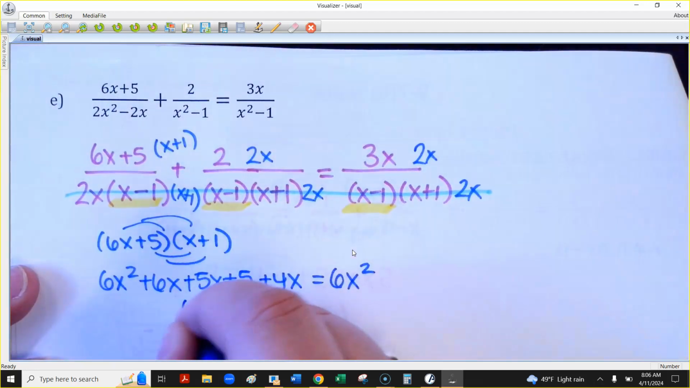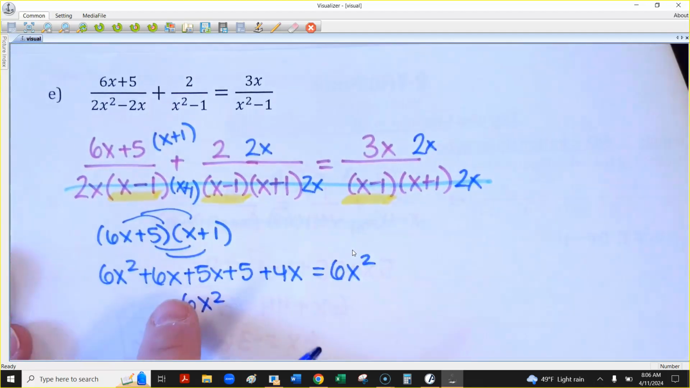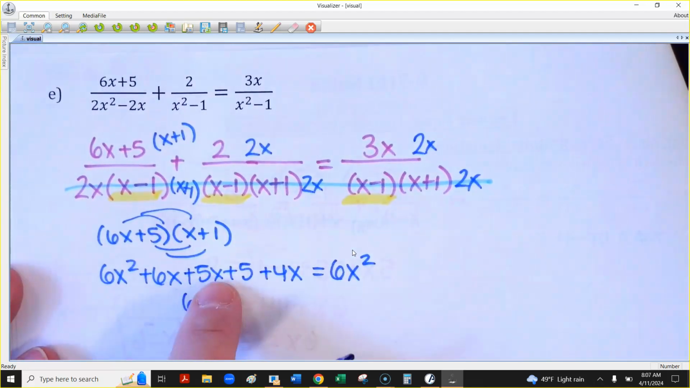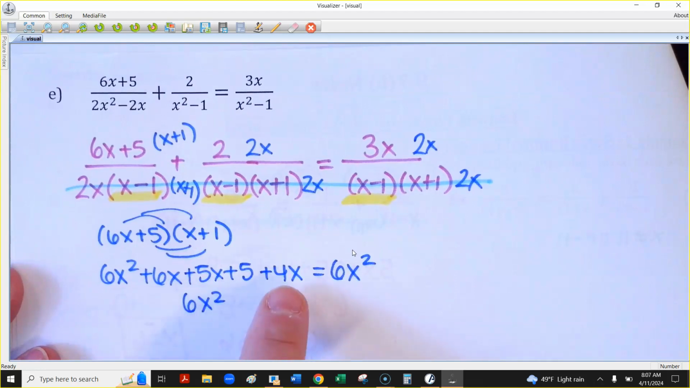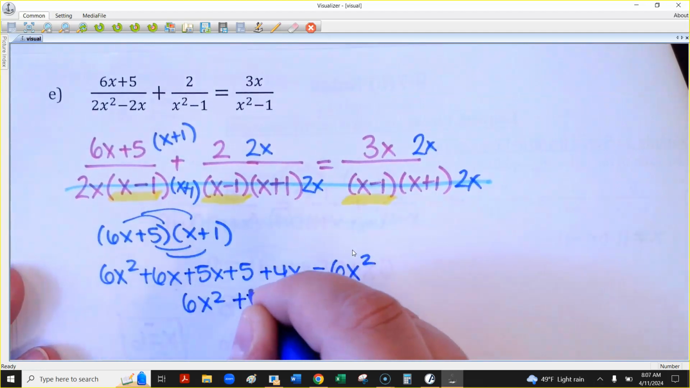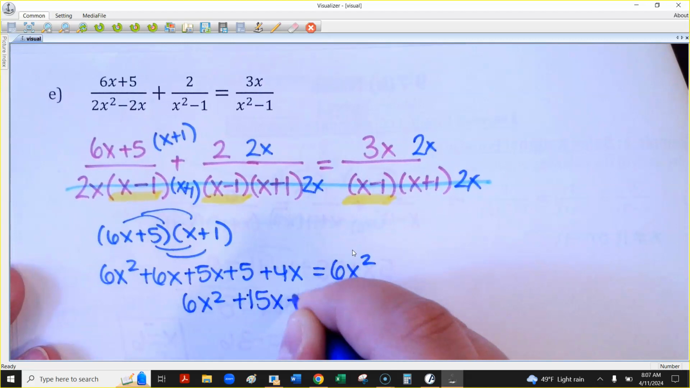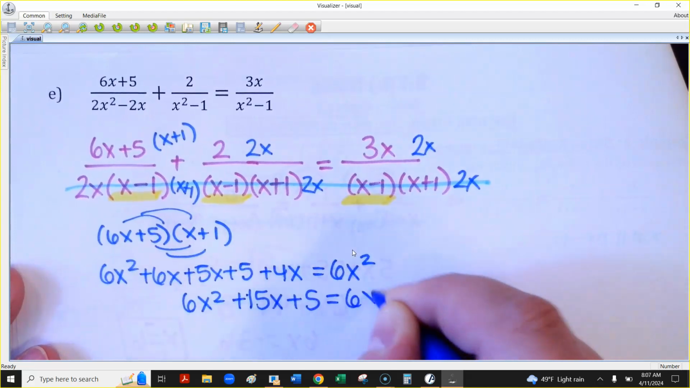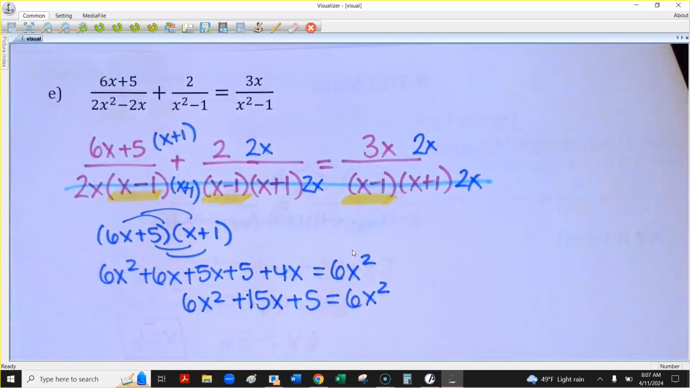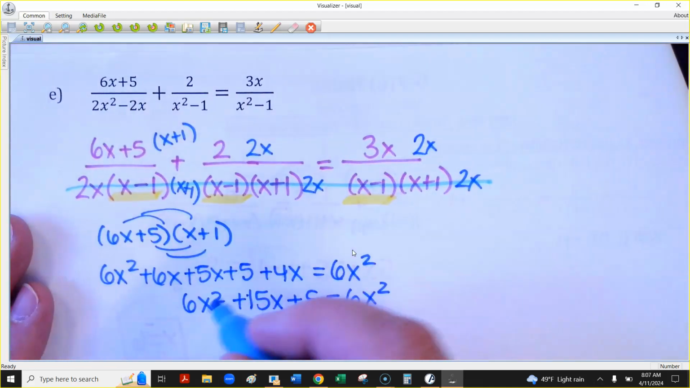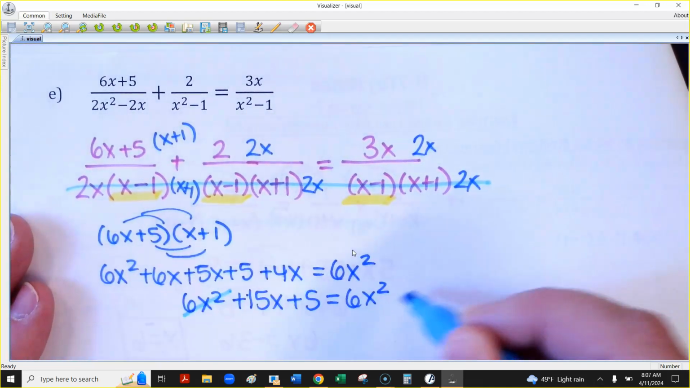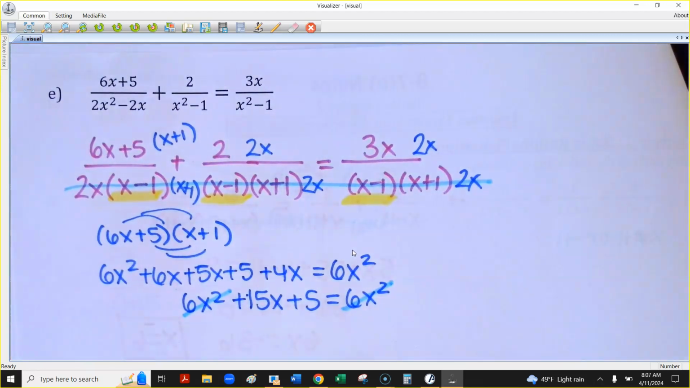So I have 6x squared. On this side, you've got 6x, 5x, that's 11, and then 4 more. So I've got 15x plus 5, and then equals the 6x squared. The super nice thing here, if I subtract 6x squared from both sides to try and get all my variables on one side, these guys are going to cancel each other out.